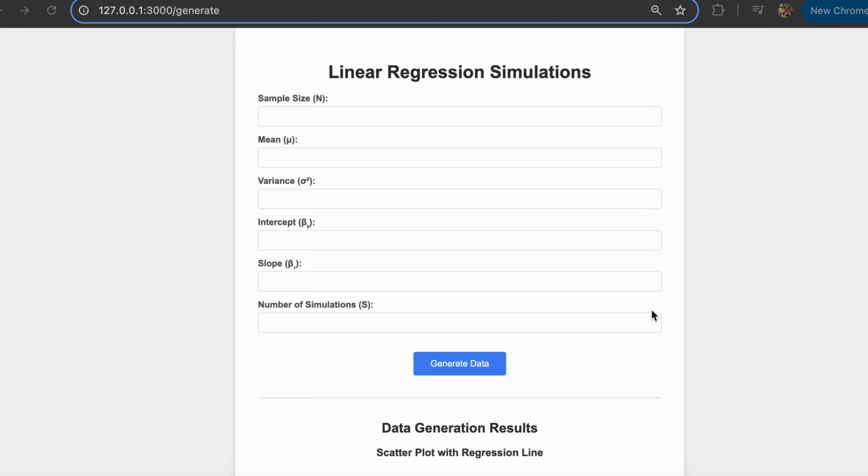This is the linear regression simulation part 2 for class 506.